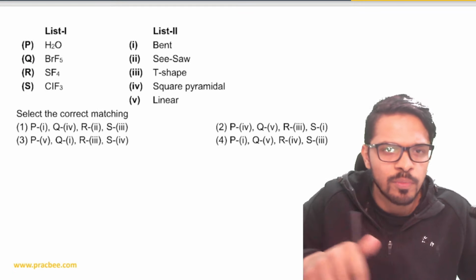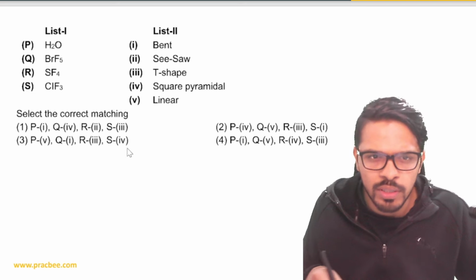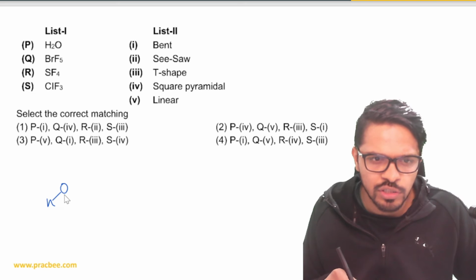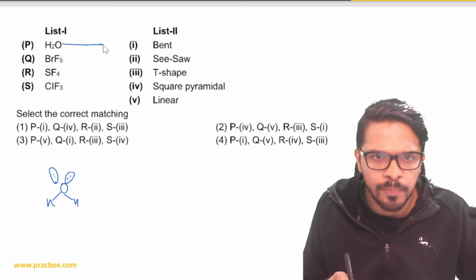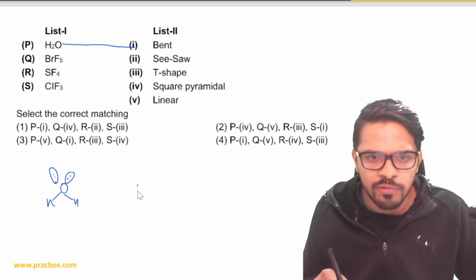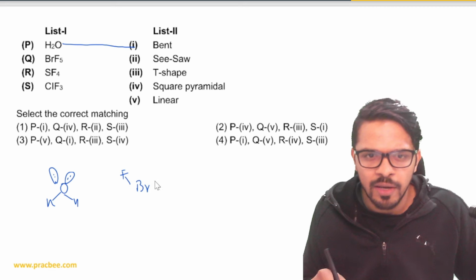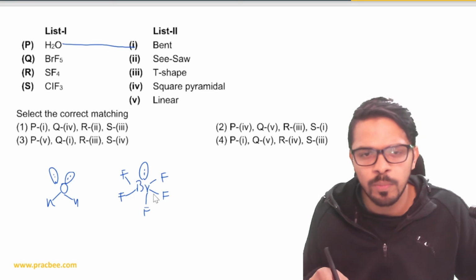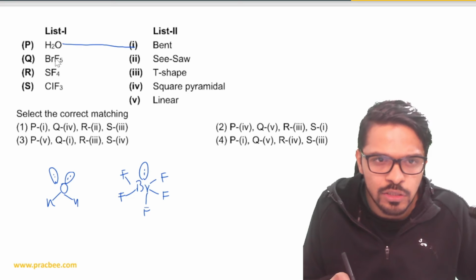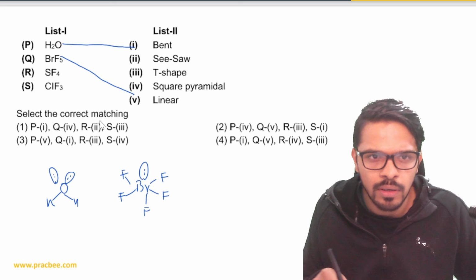Next question is from chemical bonding. If we talk about water, we can draw the structure of each of them. This is water. We know water is bent. BrF5. The hybridization is sp3d. It looks like this, one lone pair and 5 bond pair. This is basically square pyramidal.